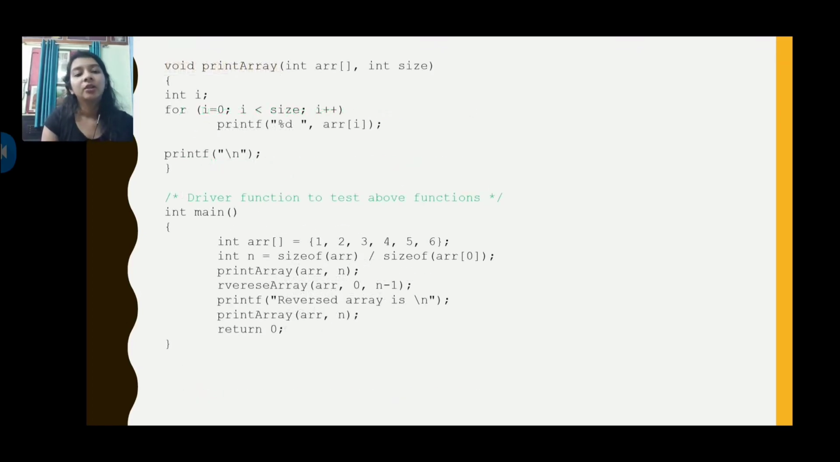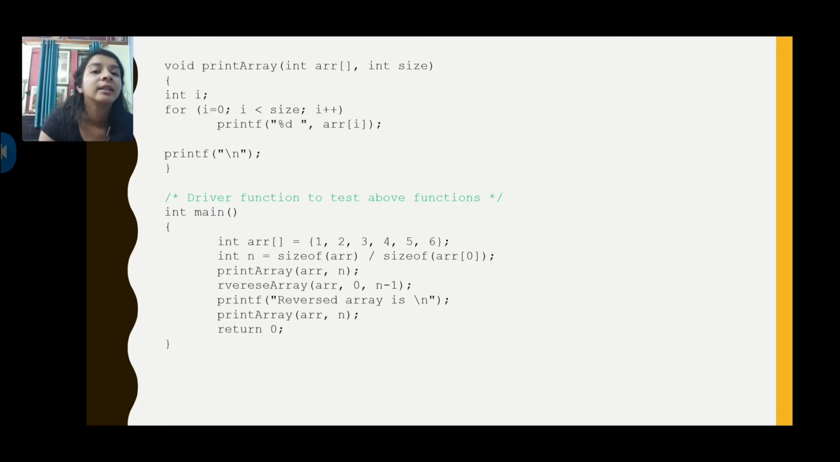This is the main function which calls the reverse function, and the array is first of all declared and then passed. The size of the array is given by sizeof(arr) / sizeof(arr[0]). What is arr[0]? Any element. You can take arr[1] or arr[2], all have the same size.